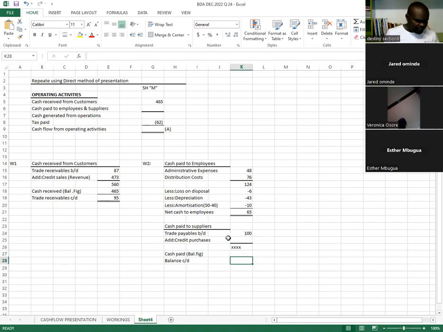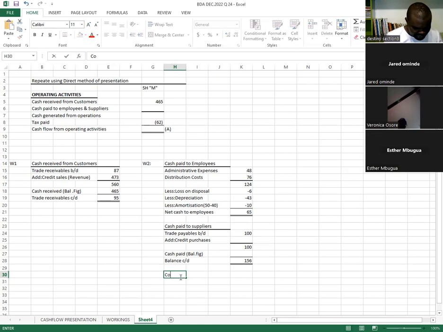But carried down, payables we have 156. So what makes students hate this method is this thing of credit purchases. Credit purchases, you will not be given, but you can get it from the cost of sales. Remember, how do we calculate cost of sales?